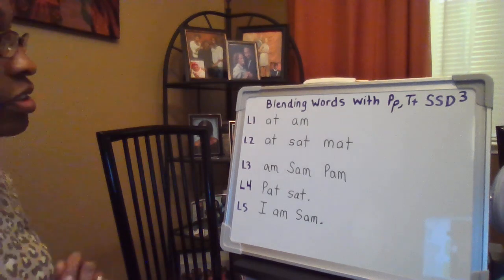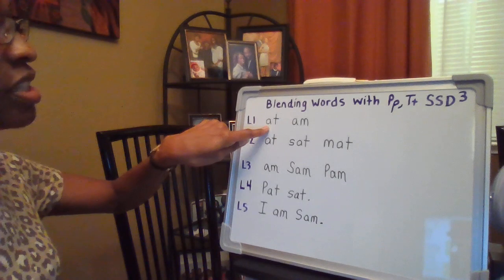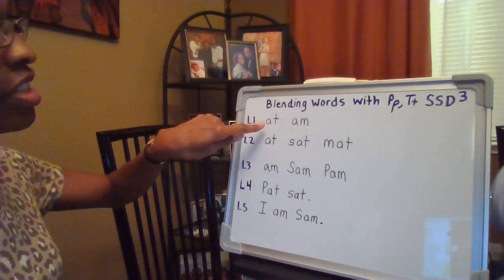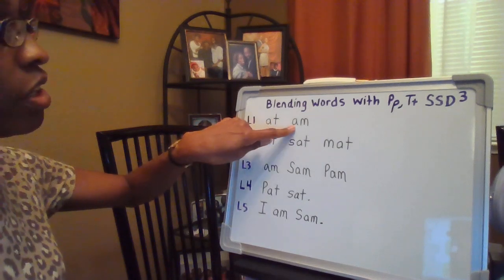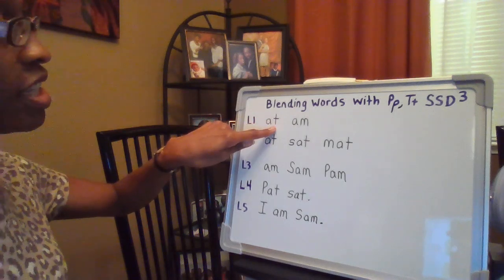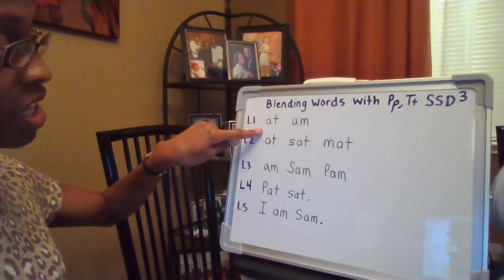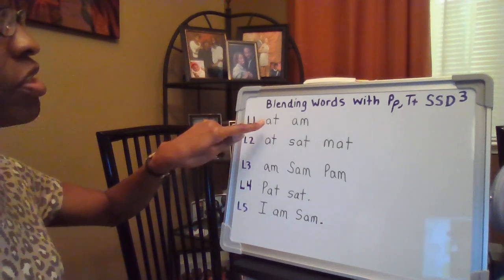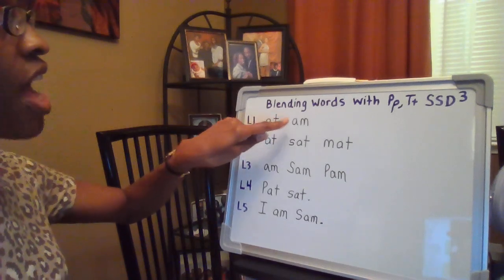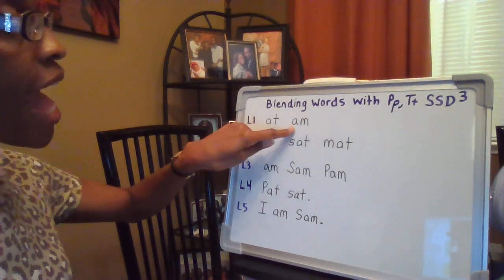All right, boys and girls. Line number 1. Your beginning sound, there isn't any. Okay, so this is just your rhyme. Your rhyme because it begins with a vowel and it ends with a consonant. Vowel, consonant. So there is no onset, only a rhyme. Okay, so at, am.